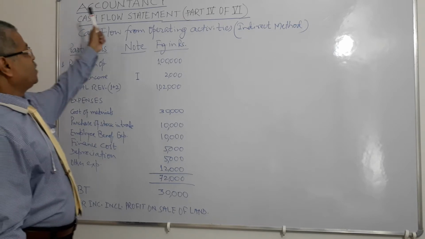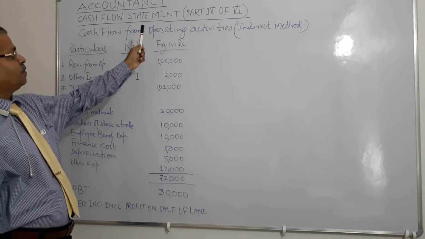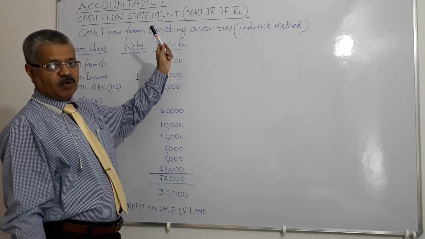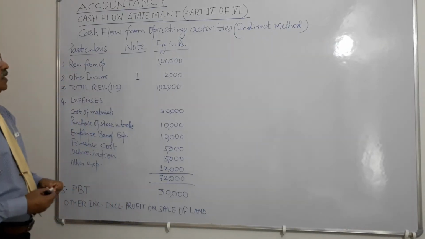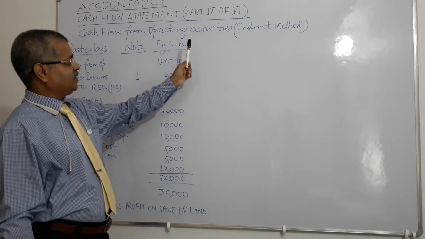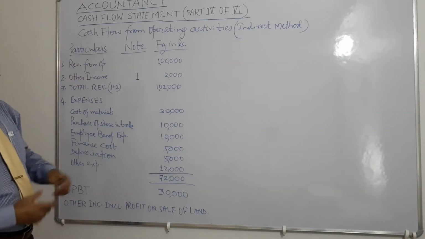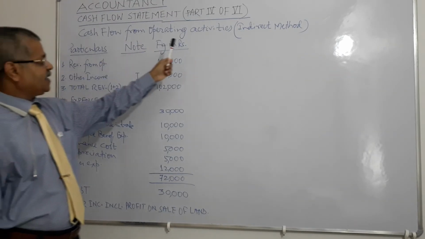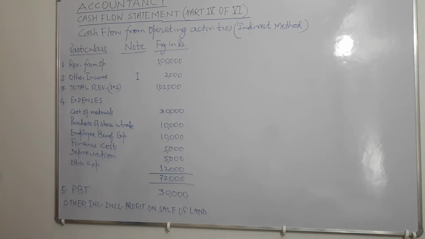Today our subject is accountancy. Our chapter is cash flow statement and we have divided this into 6 parts. 3 parts we have already covered and this is the fourth part of 6. In this part we will discuss cash flow from operating activities, indirect method. In the last video, part 3 of 6, we had discussed cash flow from operating activities, direct method, right? In this we will discuss the indirect method.